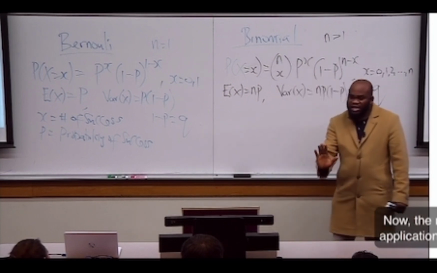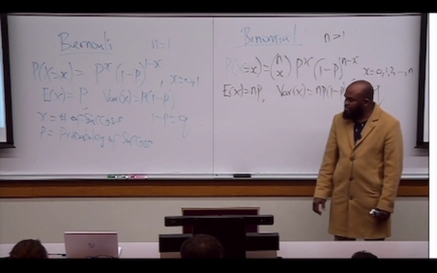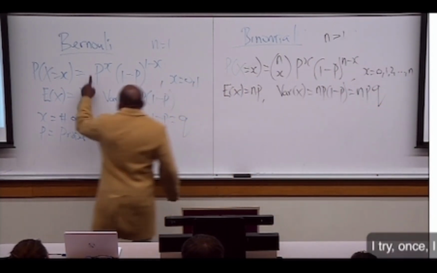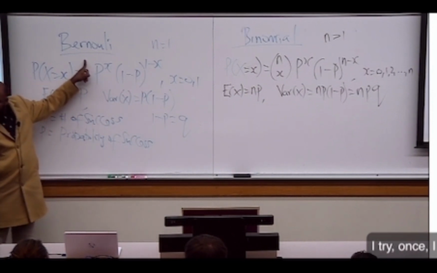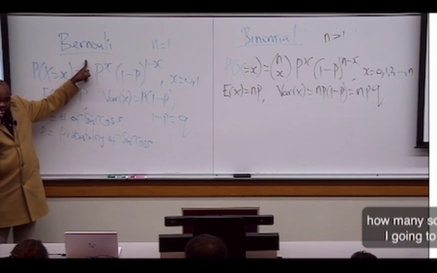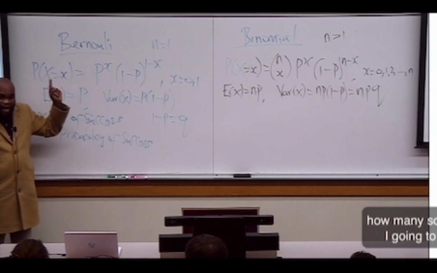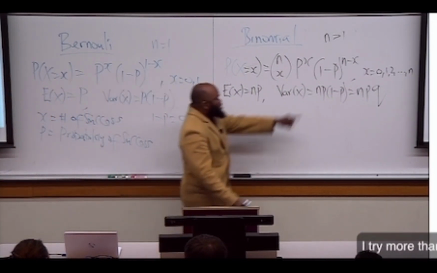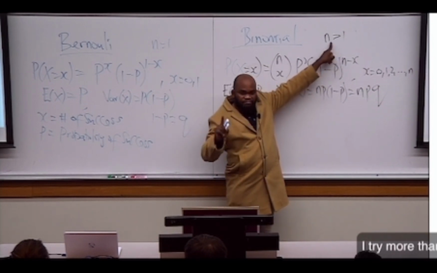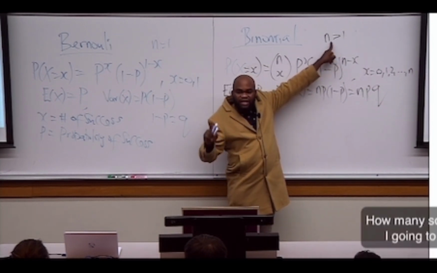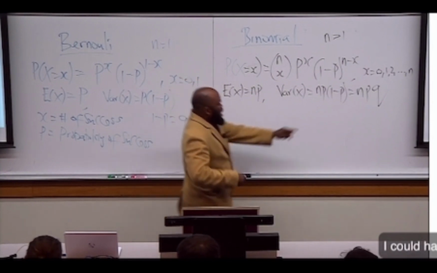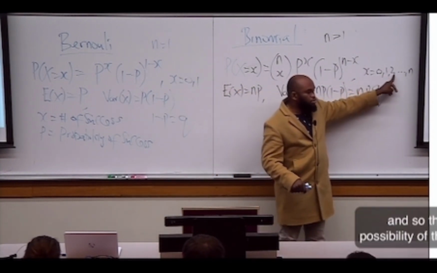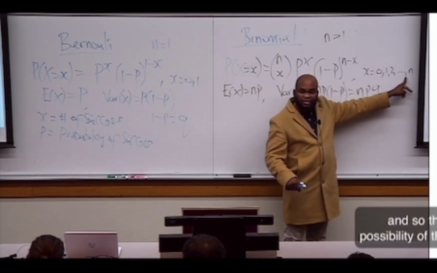Now, the real-life application of this. I try once. How many successes am I going to have? It's either 0 or 1. I try more than one time. How many successes am I going to have? I could have 0, 1, 2, and so on. It's a possibility of the success.